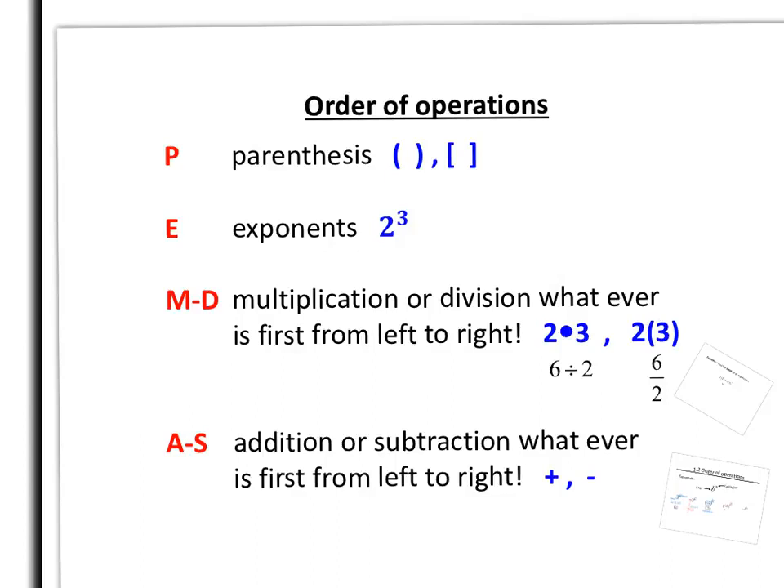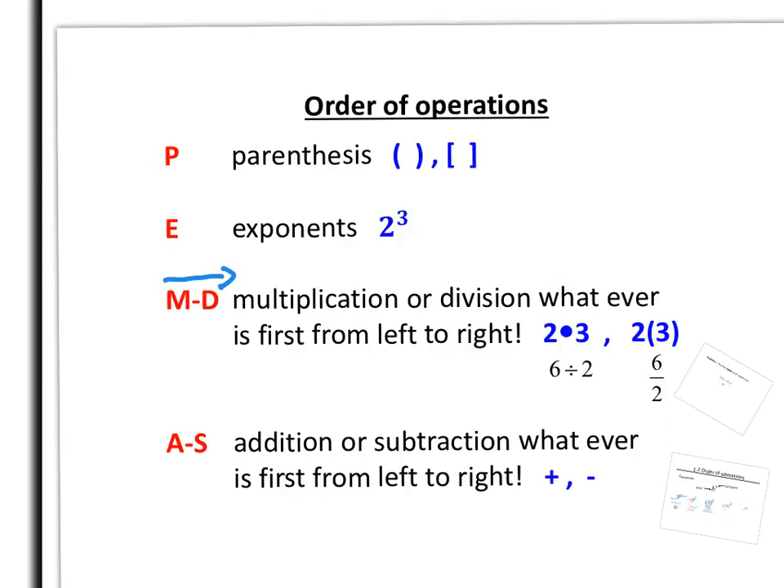After you evaluate or simplify, that's another word you have to know, after you do the math inside of the parentheses, you go to exponents, and any number with an exponent you also have to simplify, which means you have to actually do the math. And after exponents, now this is a tricky one. Notice it says M-D. You always want to do whatever's first from left to right.